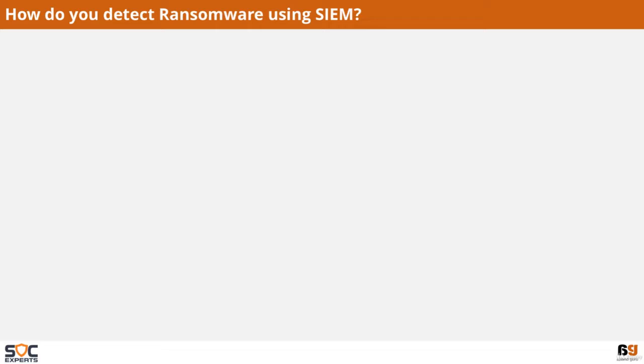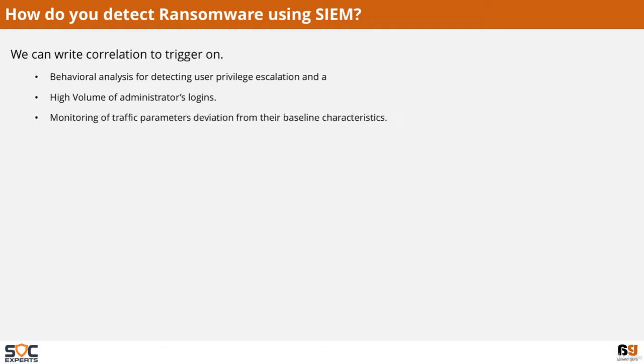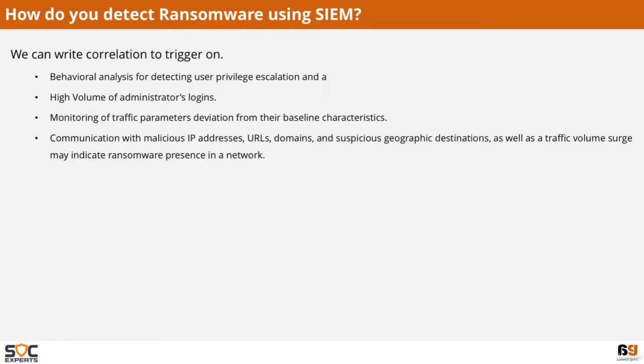How do you detect ransomware using SIEM? We can write correlation rules to trigger on behavioral analysis for detecting user privilege escalation, high volume of administrator logins, monitoring of traffic parameters deviating from their baseline characteristics, communication with malicious IP addresses, URLs, and domain names, and file modifications. Of course, the last can be done if we have file integrity monitor events.